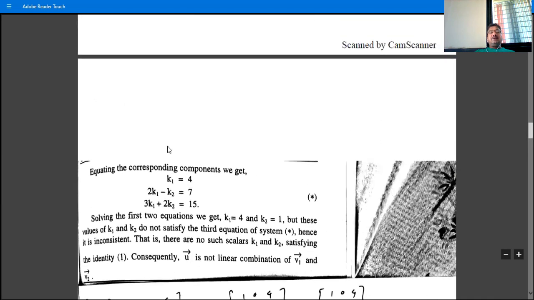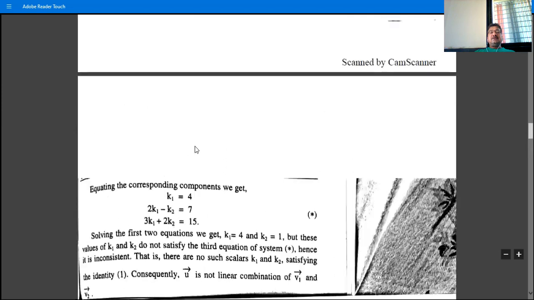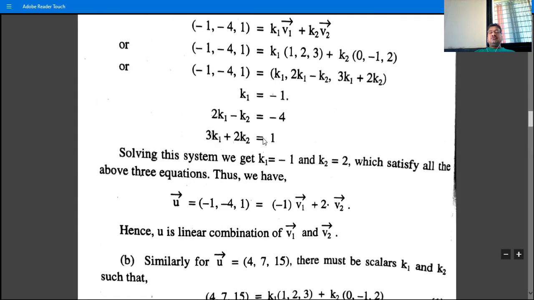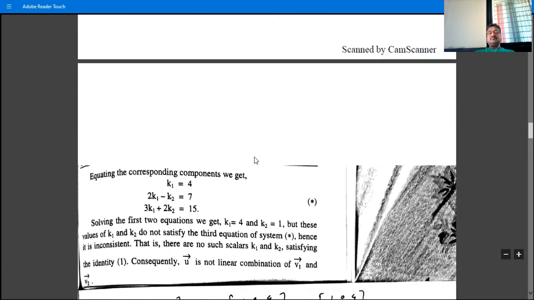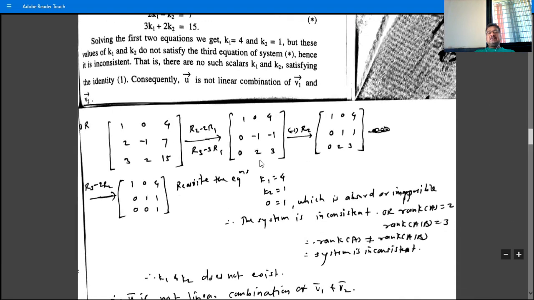In every problem, don't use this method. In order to solve the system, we use the Gauss elimination method. And what is the Gauss elimination method? Write the augmented matrix, convert the matrix to echelon form, and write the rank of A and rank of AB. And if rank of A and rank of AB are equal, then we say the system is consistent. And then after rewriting the equation, we have the solution of the system.